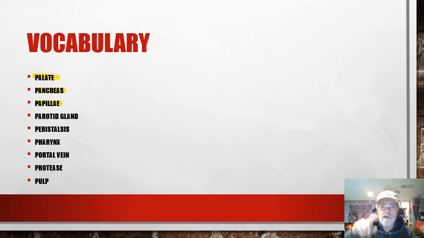Papillae. Papillae are little bumps. If you look at the tongue, it has small little papillae on there, which are basically what we call taste buds, but the taste buds actually have sensory receptors in there, but they're in papillae. So that's what the papillae are.